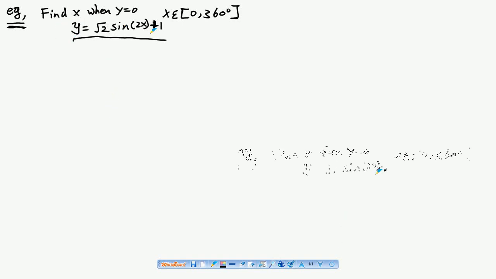Now let's look at this question. In the question they ask me to find x when y equals 0 and x is from 0 to 360 degrees. Let's substitute the number in. So I have 0 equals square root of 2 sine, bracket 2x plus 1.